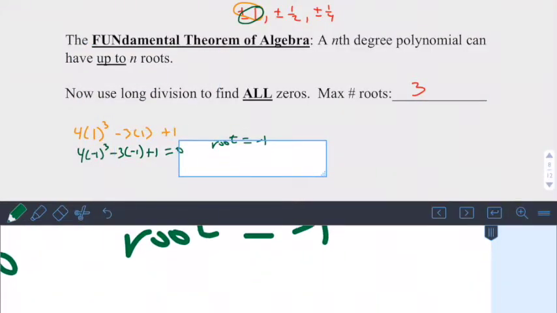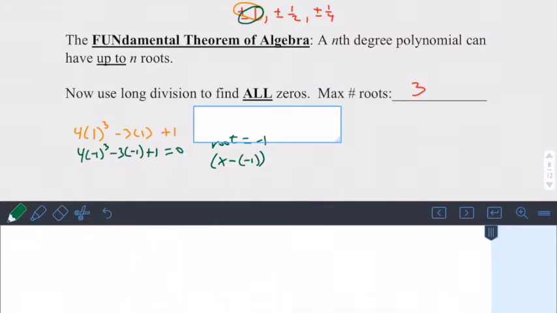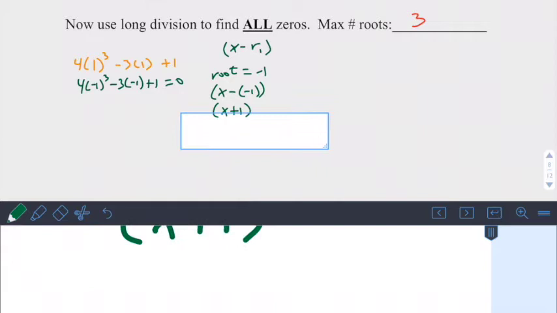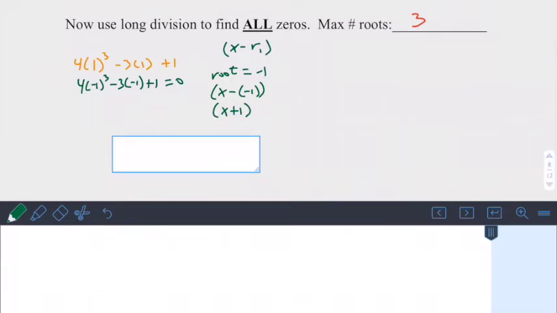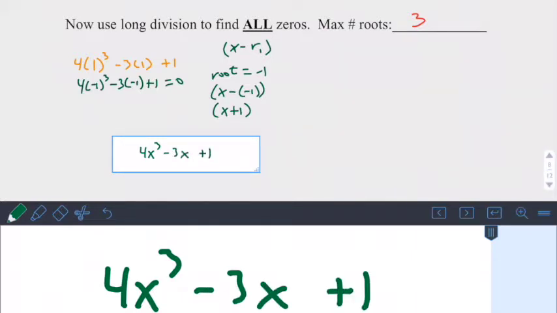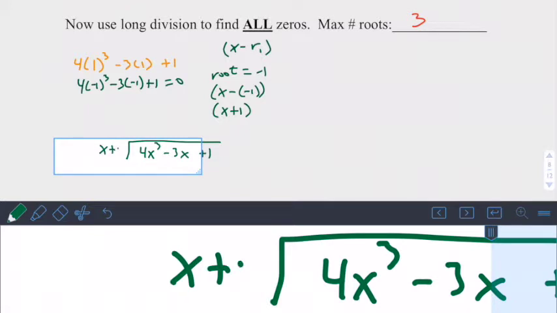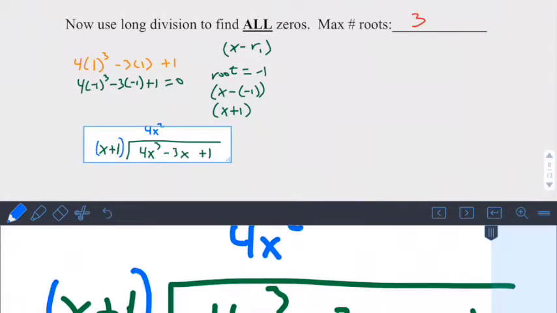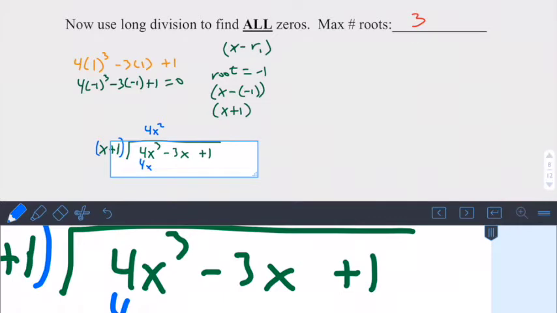So then if I want to make it into a factor, I need to say x minus negative 1. Remember, we say x minus our root makes a factor, so this makes it x plus 1. Now I can use long division to find the other zeros. So I can take 4x cubed minus 3x plus 1 divided by x plus 1, and now I can use my long division. So 4x squared times x gives me 4x cubed, right?